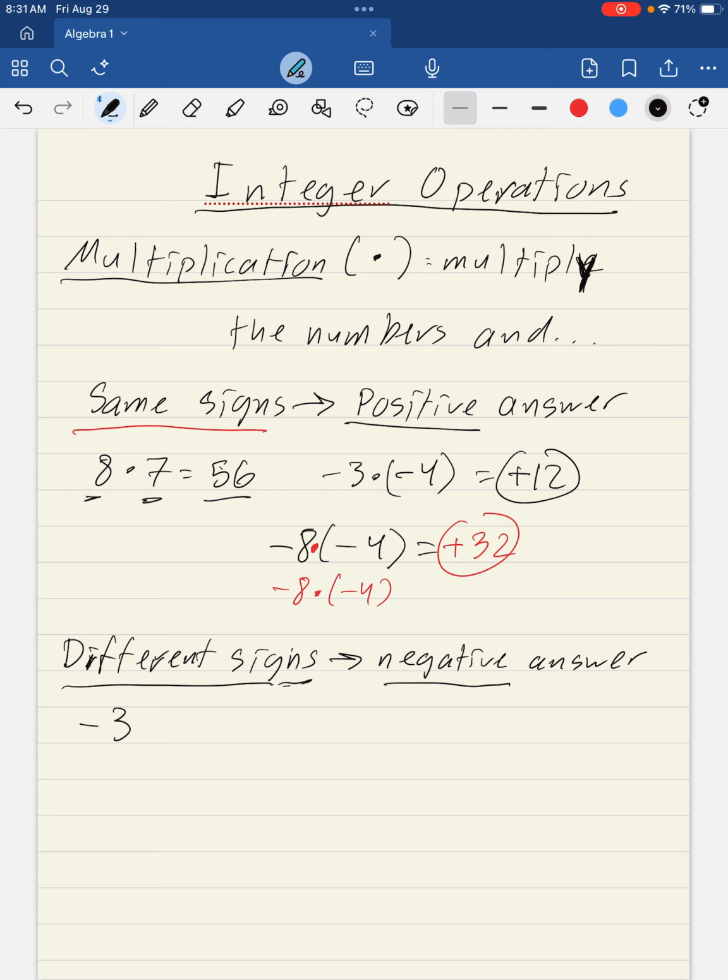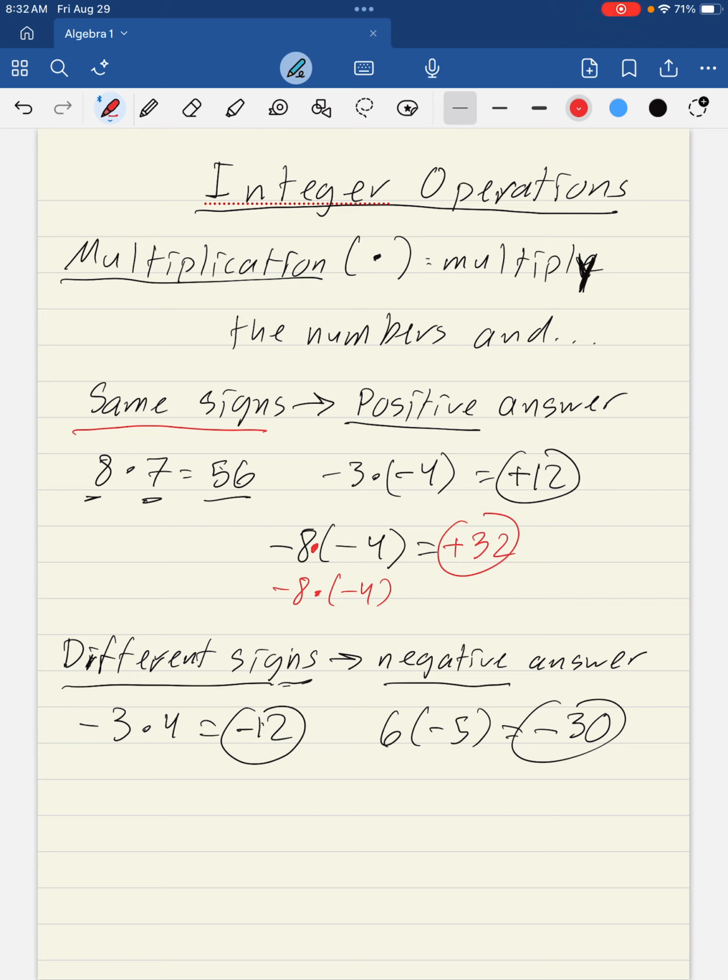So a negative 3 times 4, you multiply the numbers. 3 times 4 is 12. And the answer is negative. Boom. Okay? 6 times negative 5. Oh, we have one number that's negative, so we are going to go negative, and then 6 times 5 is 30. Here we go. So again, when you're multiplying two numbers, if the signs are the same, your answer is positive. Signs are different, answers are negative.